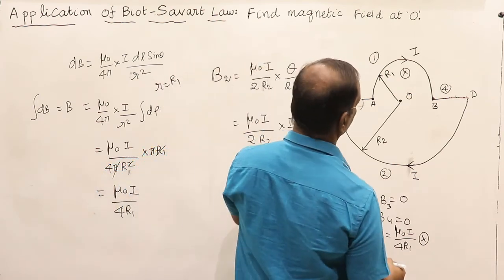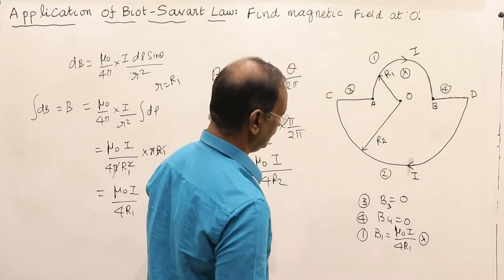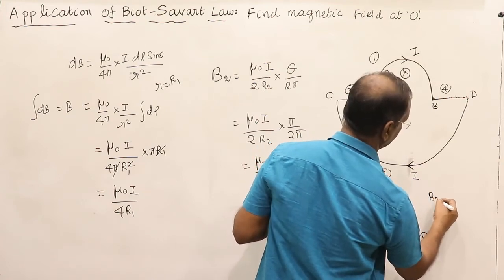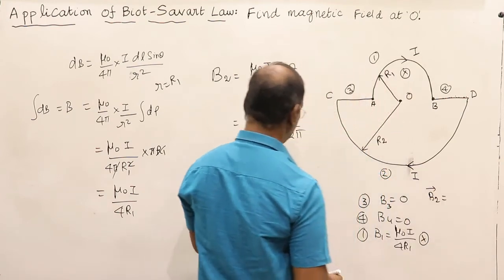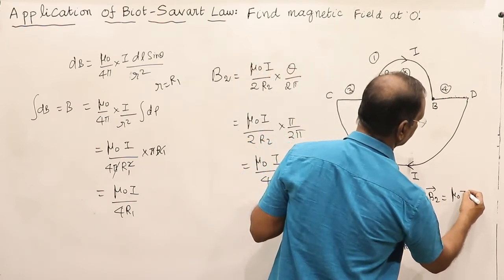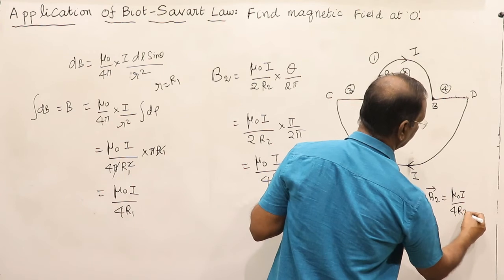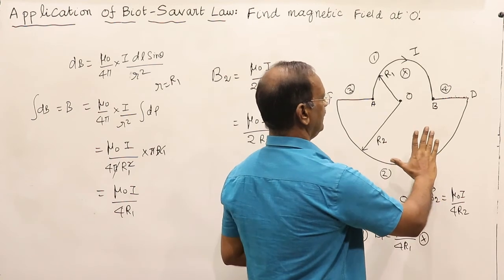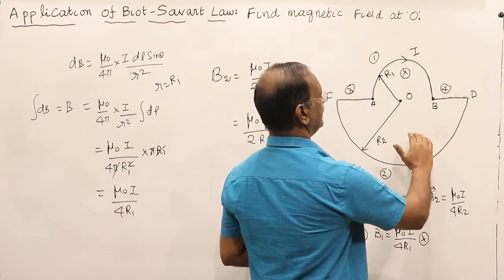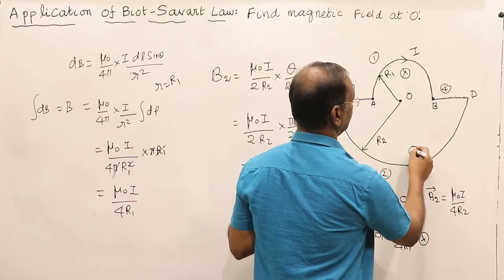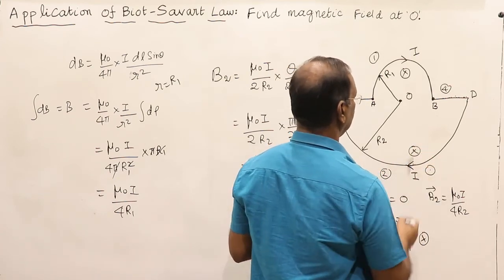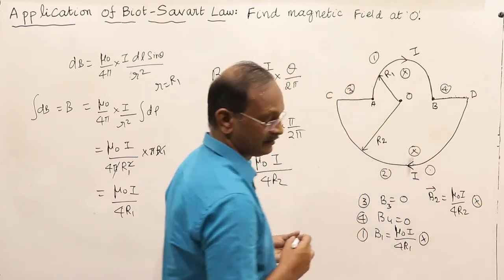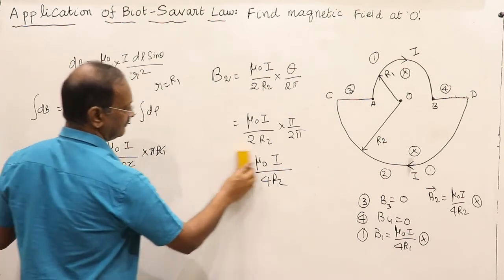It means for portion number 2, B2 is equal to, in vector form, mu naught I by 4 r2. Direction for this portion: the current is coming this way, so we put our right hand this way and move it. This is going inside. This is outside, but we are interested in finding out at O, which means inside. So this is inside. So the net magnetic field is a vector.